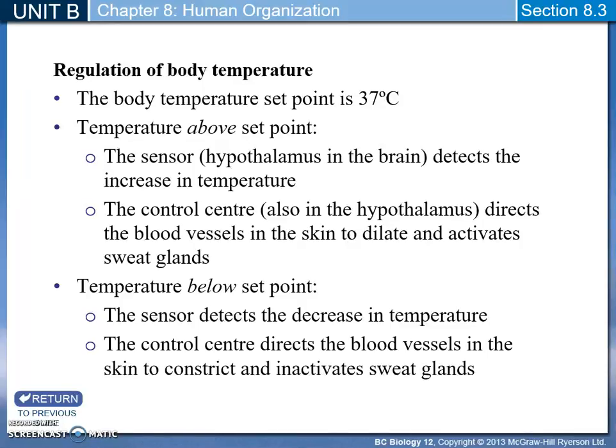When temperature is below the set point, the sensor detects the decrease in temperature. The control center then directs the blood vessels in the skin to constrict and inactivates sweat glands, thereby retaining heat for the body core.